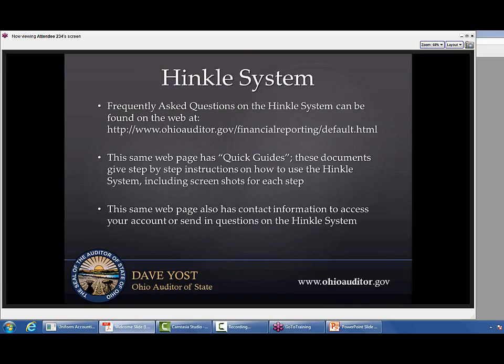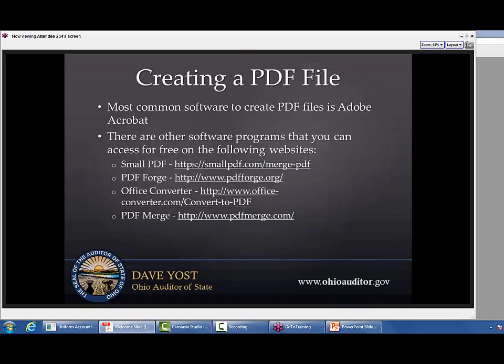Okay. I'm not going to go through this, but basically what has to happen is when you are finished completing your notes, you have to put them in a PDF format. That's the way they get filed in the Hinkle system and uploaded into the Hinkle system. There's many different ways to get it into a PDF. You'll see on the screen here that there's just a few of the different ways to do it. Our office uses Adobe Acrobat.